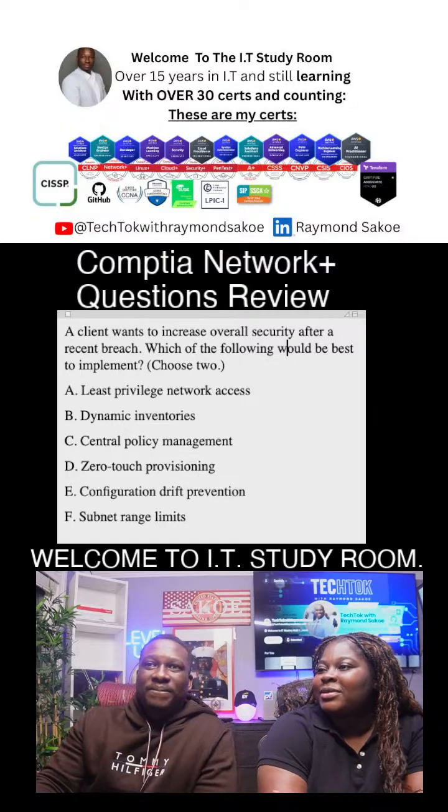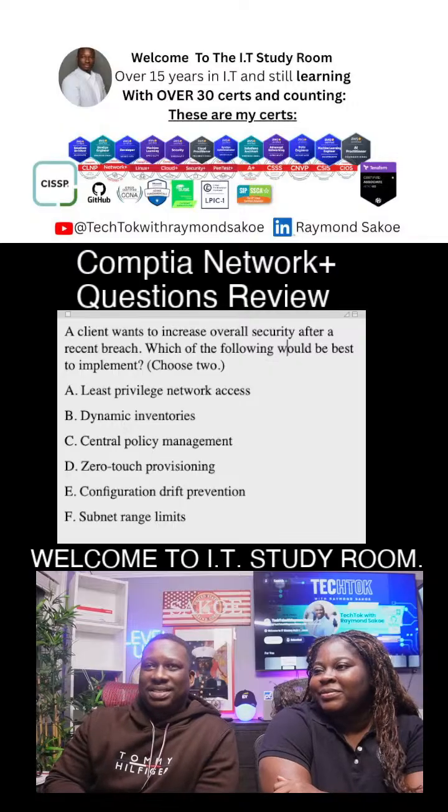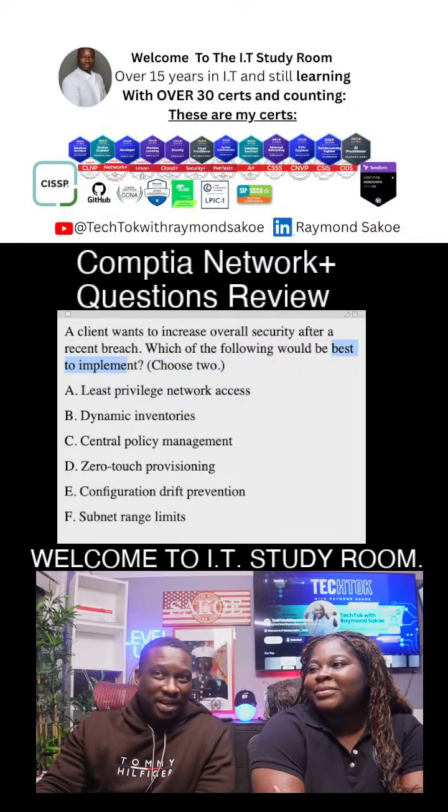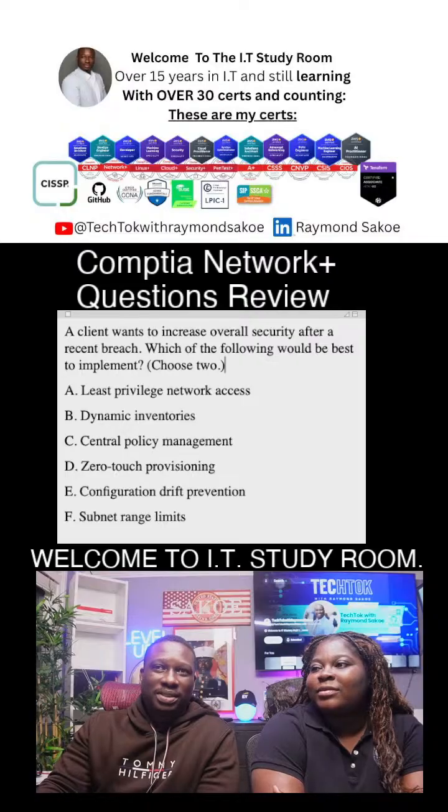All right, what's the answer? So yeah, the keyword here is "best to implement," right? Some of them might be ideal, but which one is the best, right?